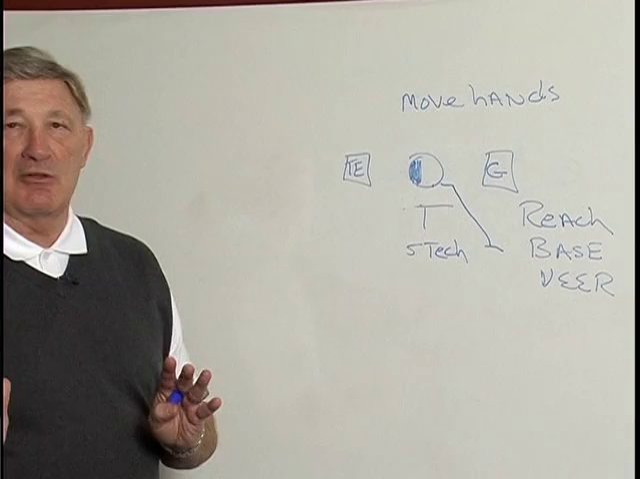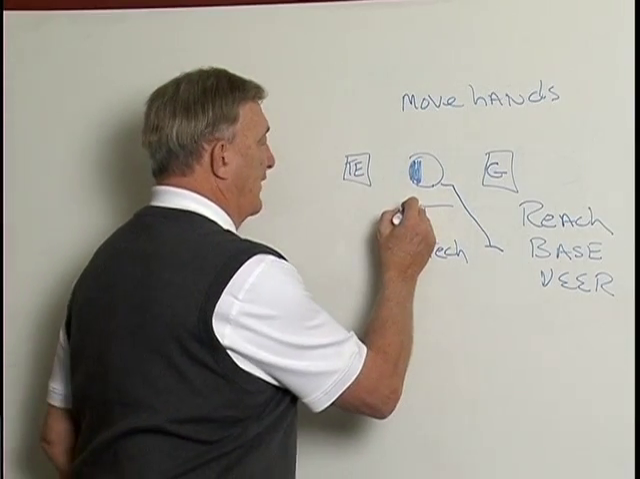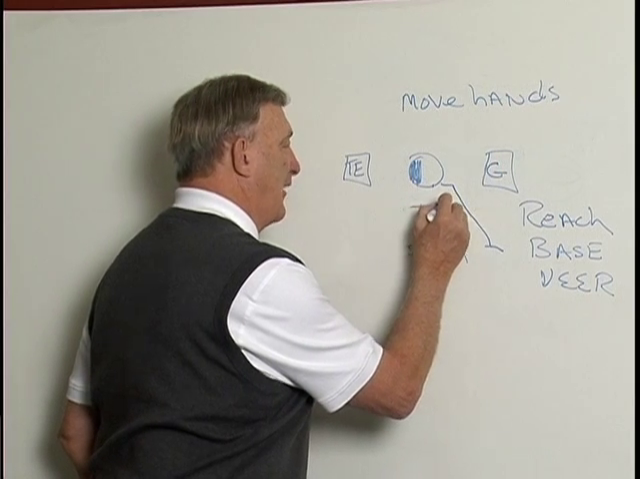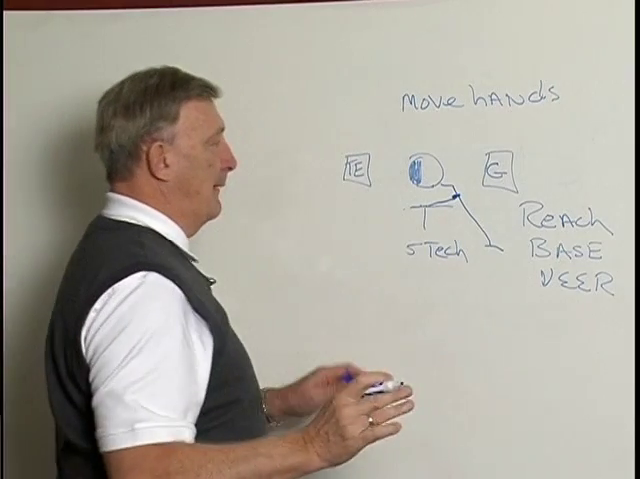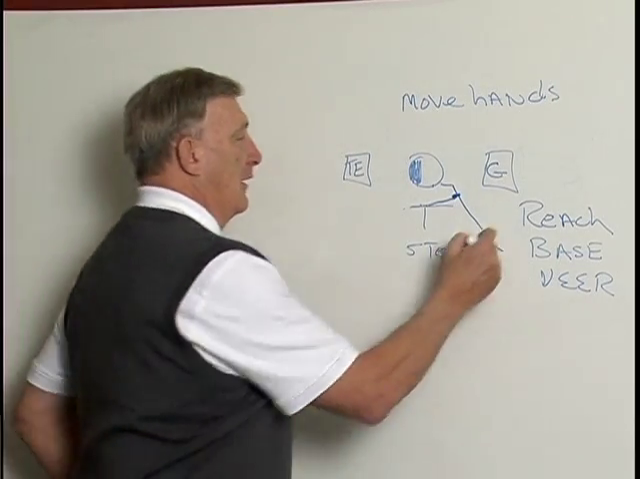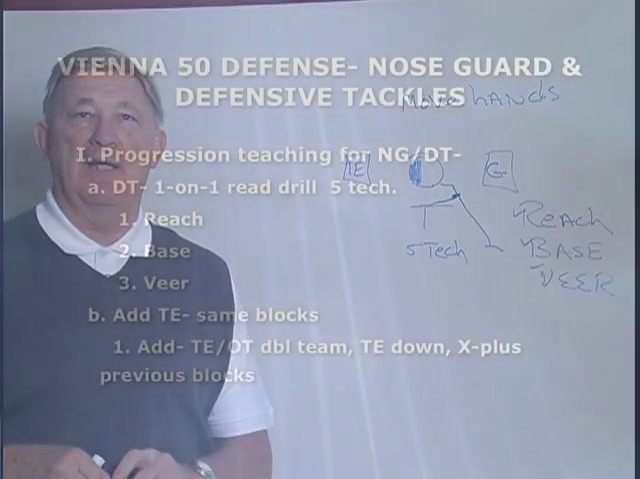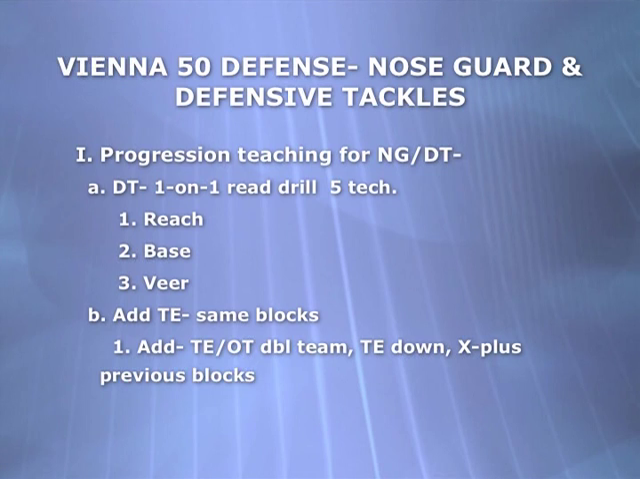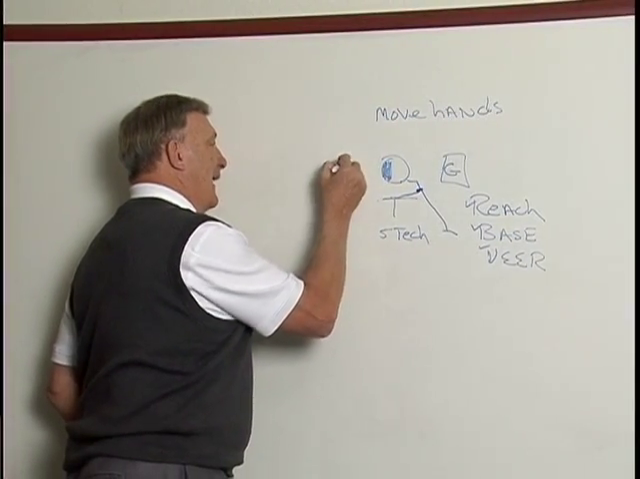The third thing they're going to do is get a veer release inside by the offensive tackle, as if he is going to block a linebacker. It's at this point that this kid really has to squeeze it down, get his hands on this guy, and we want him to end up hip to hip on this offensive tackle for as long as he possibly can. So reach, base, and veer is something that our kids are going to work on every particular day as what they have to defeat. After we do that, we're going to progress and add a tight end.